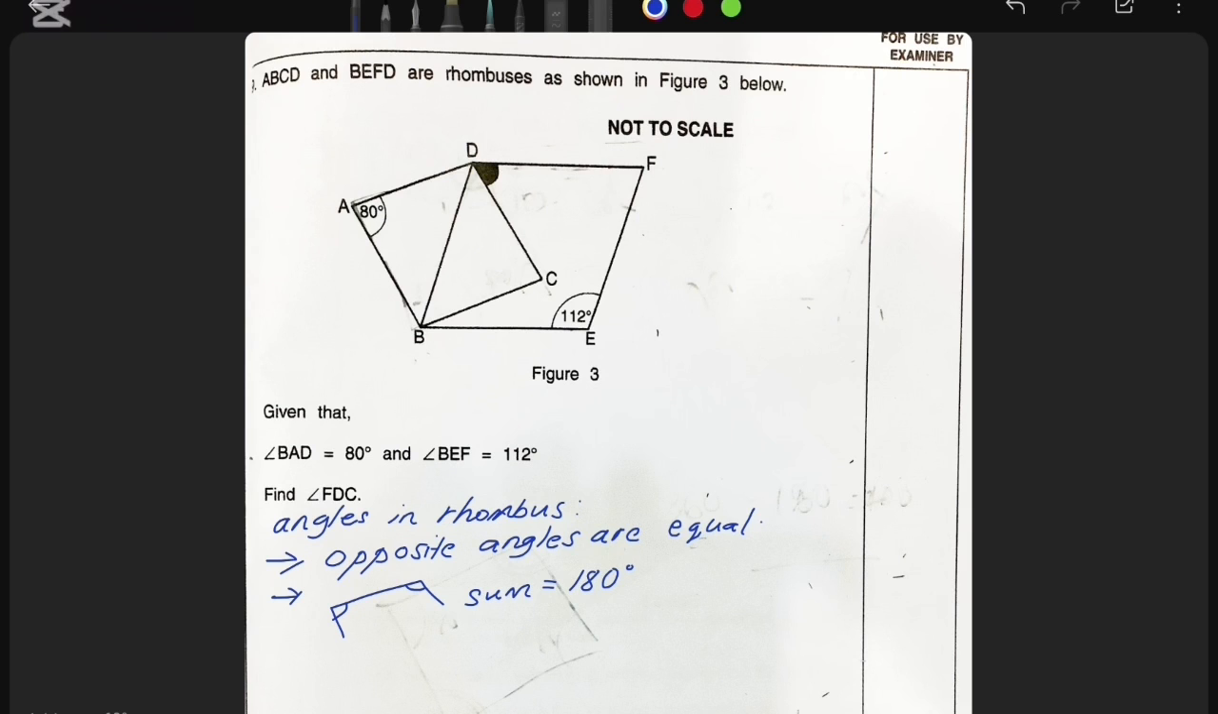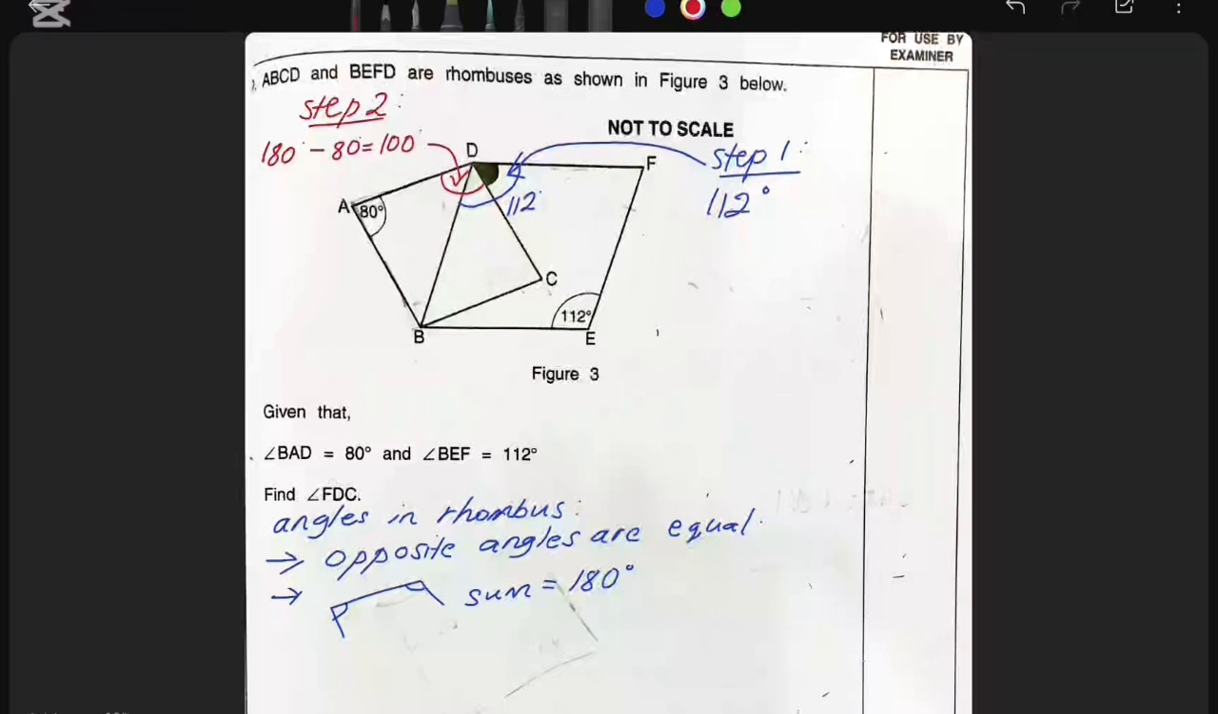We're given this angle 112 degrees, so the angle opposite to it is also equal to 112 degrees. Next, let's look at rhombus ABCD. The sum of this angle and this angle is equal to 180 degrees. Step 2, 180 degrees minus 80 degrees is equal to 100 degrees. So this angle is 100 degrees.